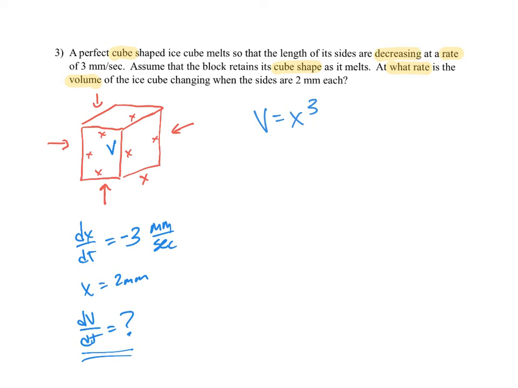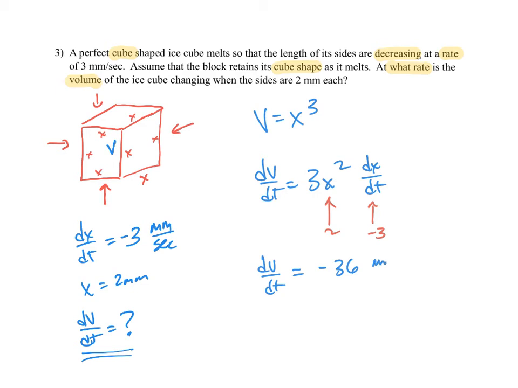Once we get that formula, you know what we do. We take the derivative. So this is dV/dt equals 3x squared, and then don't forget the chain rule, dx/dt. Okay, I think we're ready to plug some numbers in. I'm going to plug in 2 for x, and for dx/dt, I'm plugging in -3. So basically, this is going to be dV/dt equals 3 times 4 times -3, so that's -36, and that is cubic millimeters per second.